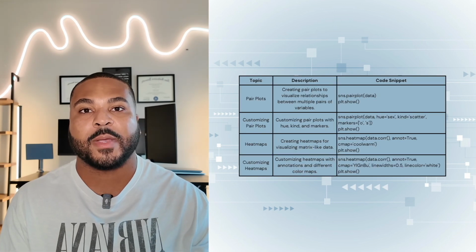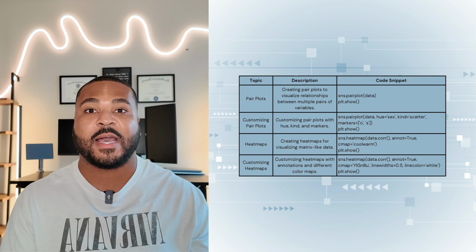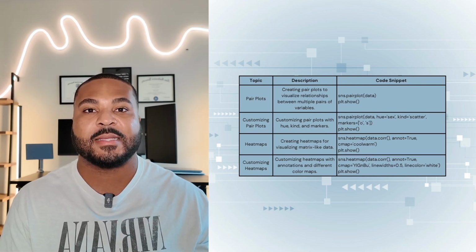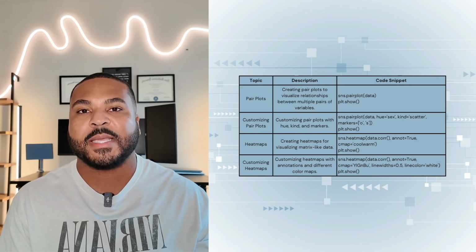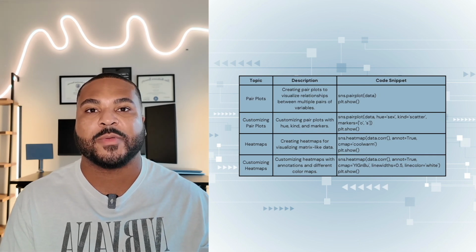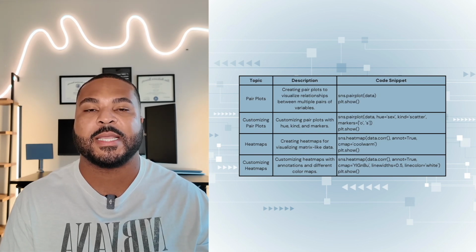Pair plots are a great way to visualize relationships between multiple pairs of values in a data set. They provide a matrix of scatter plots and histograms, showing the distribution and relationships of each pair of variables. Let's create a basic pair plot using the tips data set. This code snippet will generate a grid of scatter plots and histograms for all numerical variables in the data set.